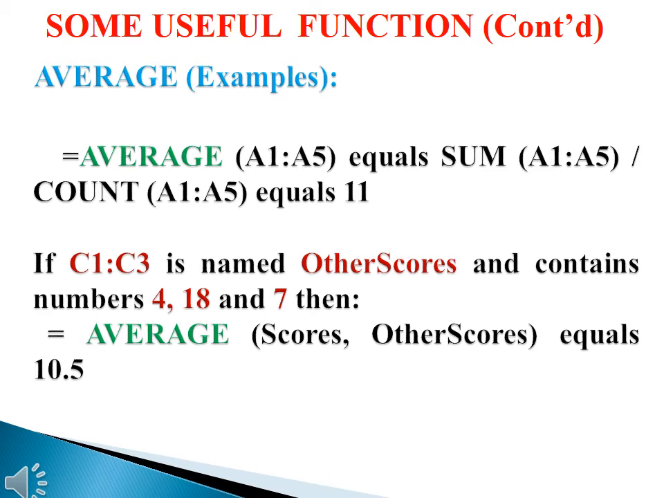Now suppose we have the range C1 to C3, named Other Scores, which contains the numbers 4, 18 and 7. Then =AVERAGE(Scores, OtherScores) equals 10.5. How is this calculated? Our first range is A1 to A5, named Scores. Our second range is C1 to C3, named Other Scores. So our numbers are 10 plus 7 plus 9 plus 27 plus 2, then plus 4 plus 18 plus 7, which equals 84. Here there are 8 numbers, so we divide 84 by 8. Then our result is 10.5.